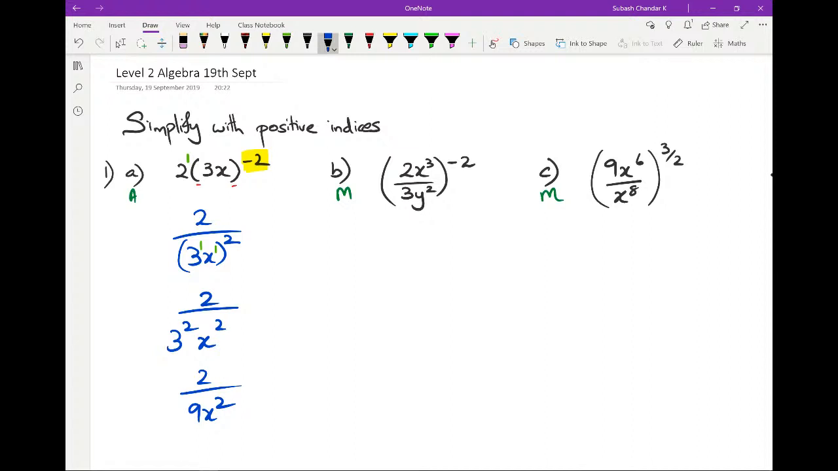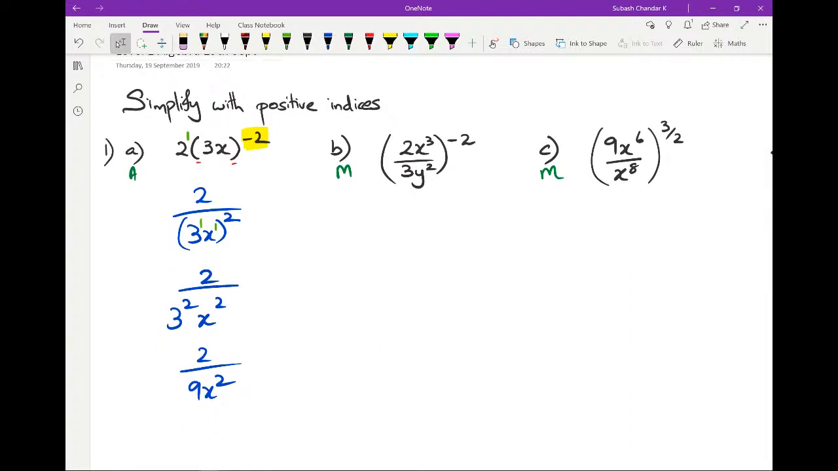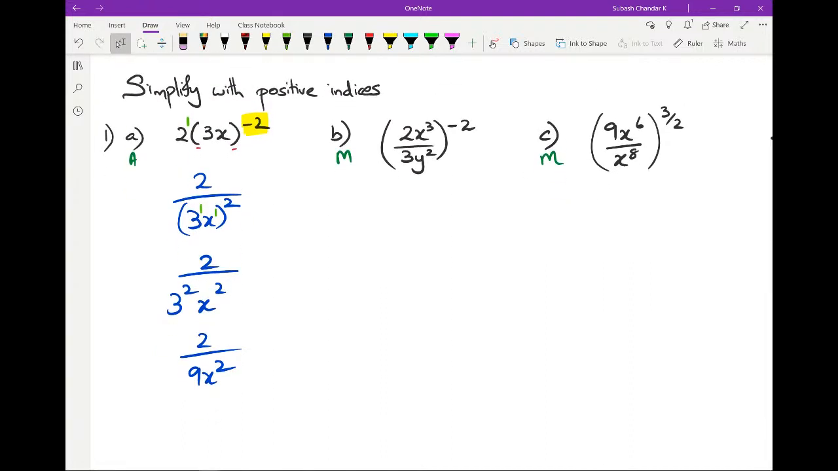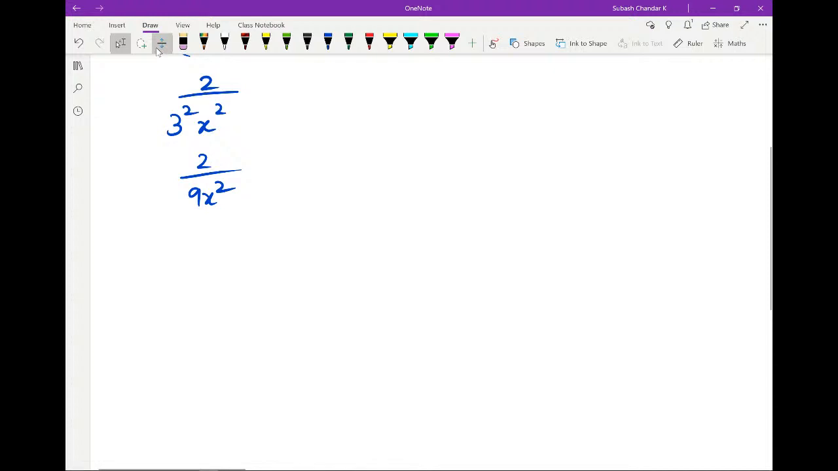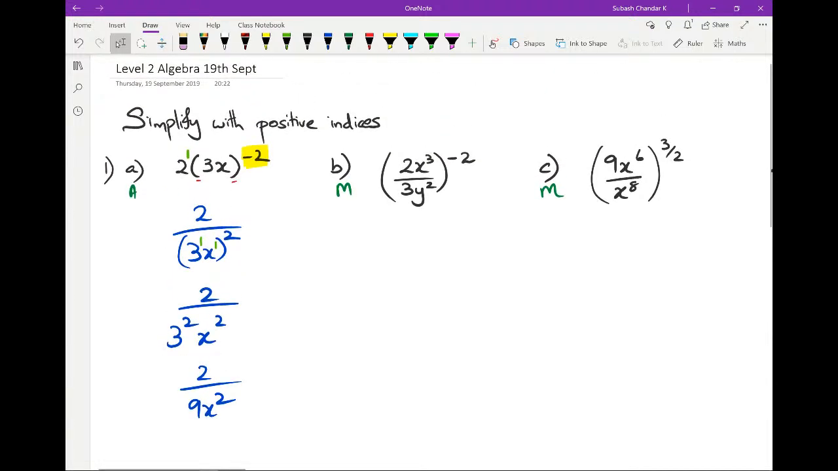Now, a common mistake people make with question 1a is that sometimes they take the 2 down as well. So just be careful with that, like I'm talking about here. The 2 right here, they bring it down into the denominator, so it becomes a bit messy in that sense.